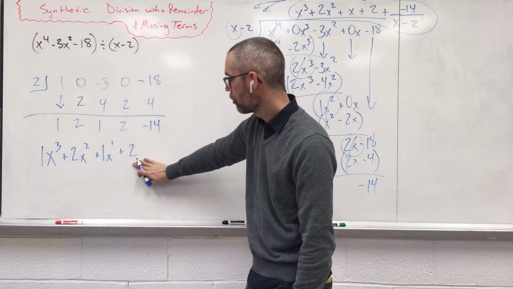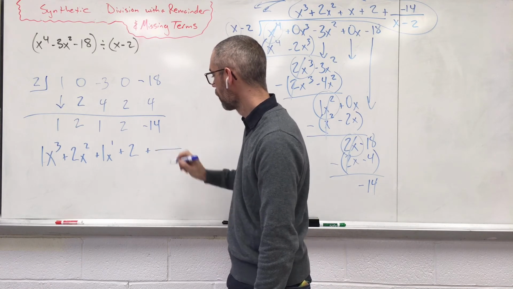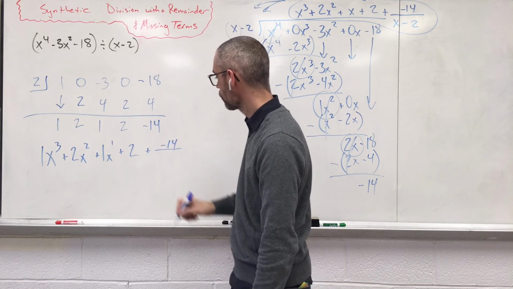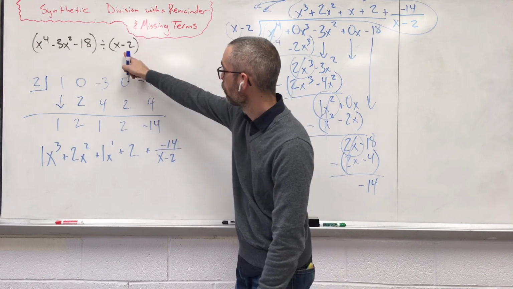And now there's no other variables to go from here. This is our remainder. So we're going to say plus the fraction negative 14. What did we divide by? X minus 2, right up there.